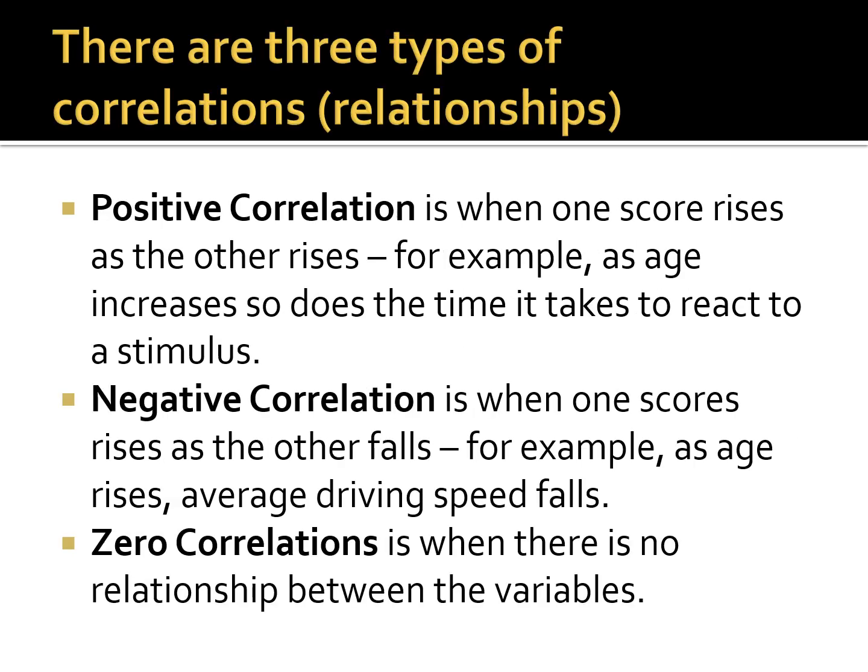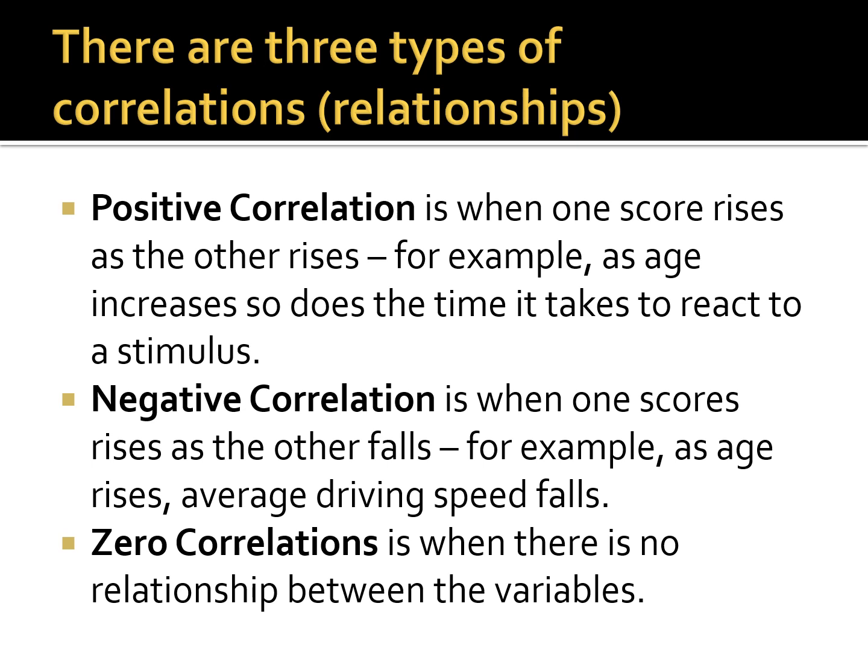So when you conduct a correlation, you present your data first of all on a scatter plot, and this will show you visually one of the 3 main types of correlation. So you've got a positive correlation. This is when one score rises, the other score rises. So for example, as age increases, so as you get older, the time it takes to react to a stimulus also gets longer. So time goes up as age goes up. That would be known as a positive correlation.